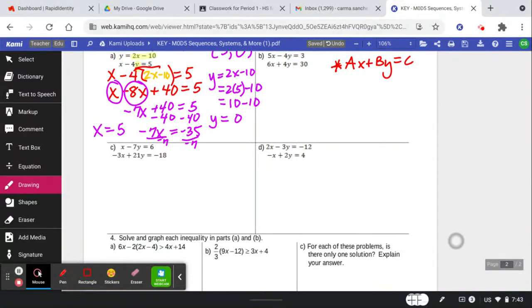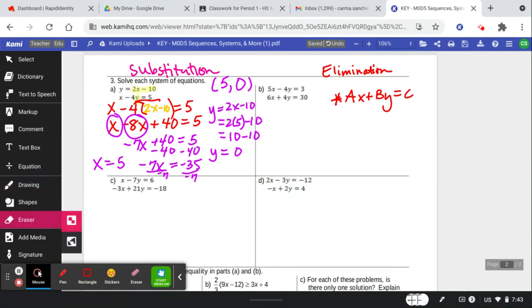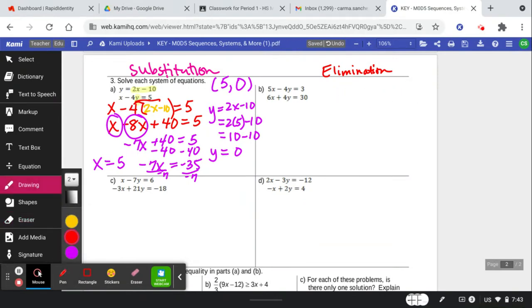And it also is lined up nicely, possibly with opposites. So see how right here, you can see that 4 and 4 can cross out. So that's how we know it's set up nicely for the elimination method. So we're going to be able to eliminate one variable to start, and then we add up the rest. This is called linear combination. We're going to say 5x plus 6x is 11x, and 3 plus 30 is 33. And so x equals 3.